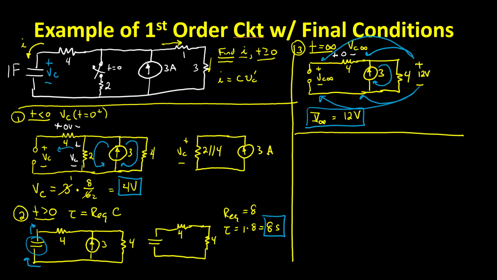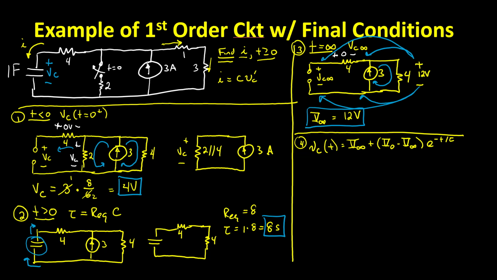All right, now we can do our 4th step, which is just to plug it in that equation. Vc is equal to V of infinity plus V0 minus V of infinity times e to the minus t over tau.